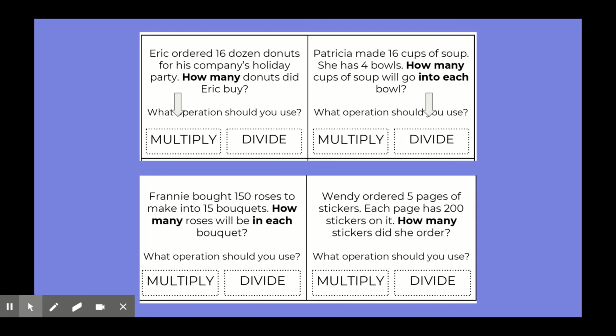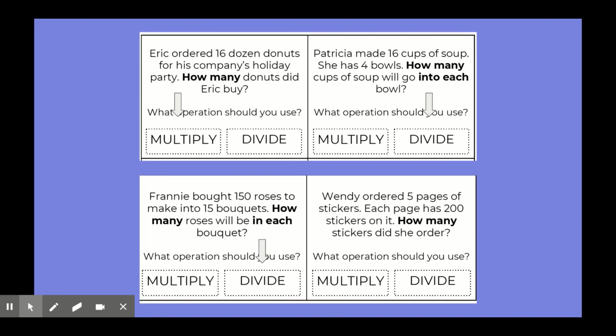They divide evenly. The next problem, Frankie bought 150 roses to make into 15 bouquets. How many roses will be in each bouquet? Again, I see the words in each. That means I need to be separating. I'm going to separate or divide. Okay, I know the total is 150. I need to divide it evenly amongst 15 bouquets. How many roses are in each? There are 10 roses in each. We do 150 divided by 15 to find the quotient of 10.